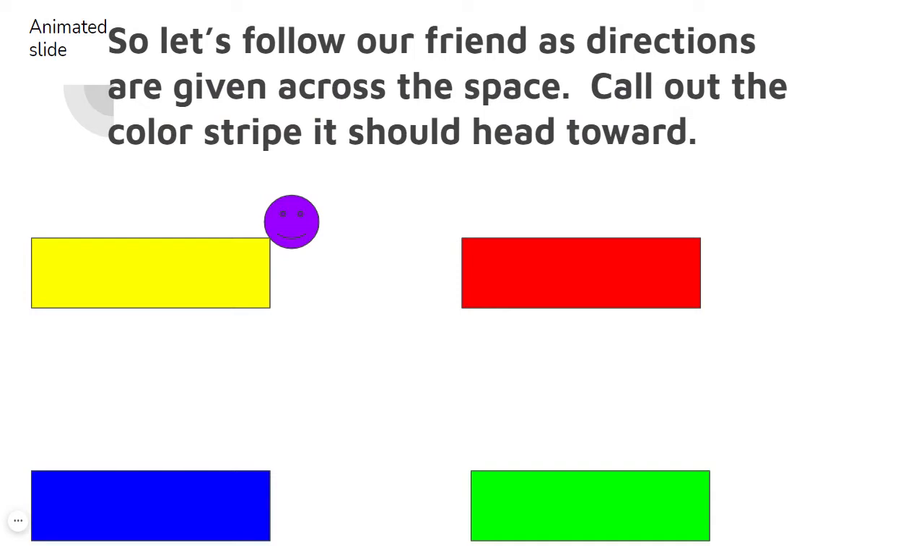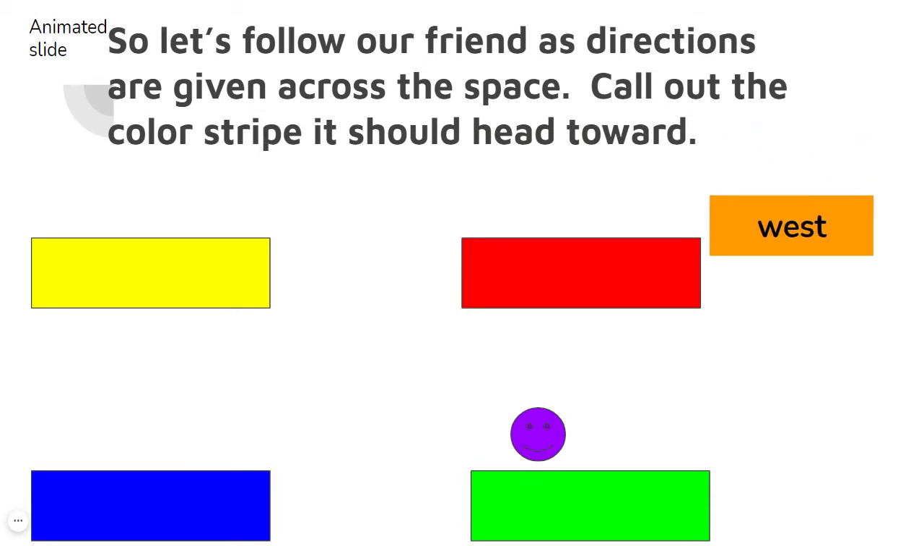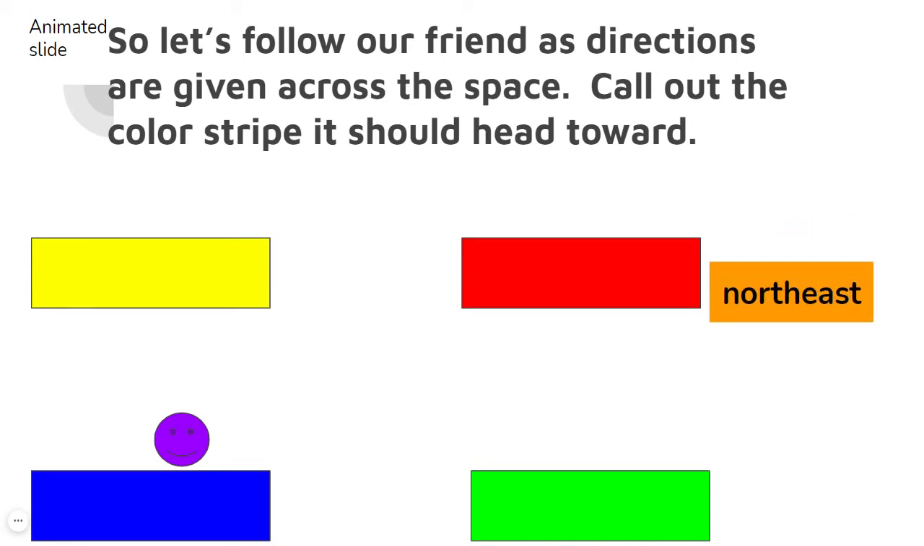So let's follow our friend as directions are given across the space that she's on. Call out the stripe that our little friend here should go to. Southeast. What color is southeast? Good job. It's green. How about west? Which color is west for our friend? She needs to go to blue. How about northeast? Which way is northeast? Good. That's red.